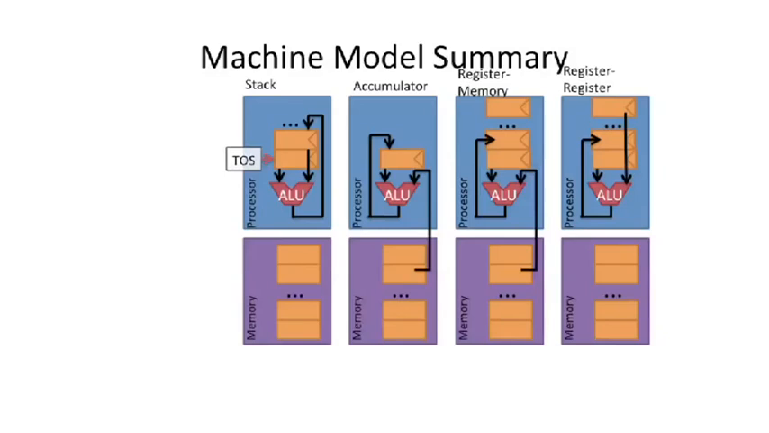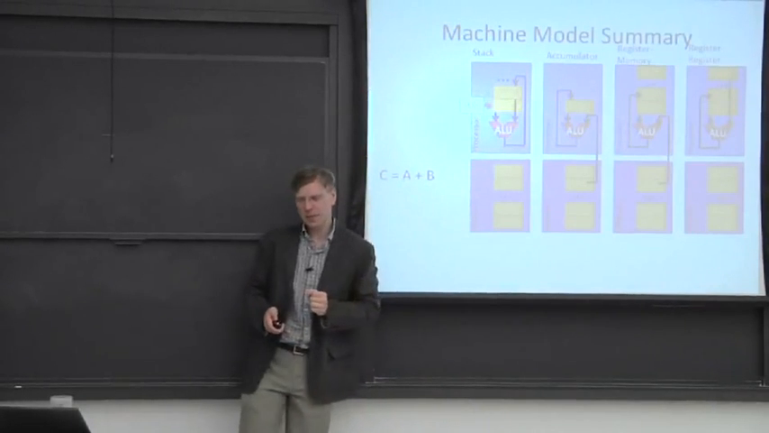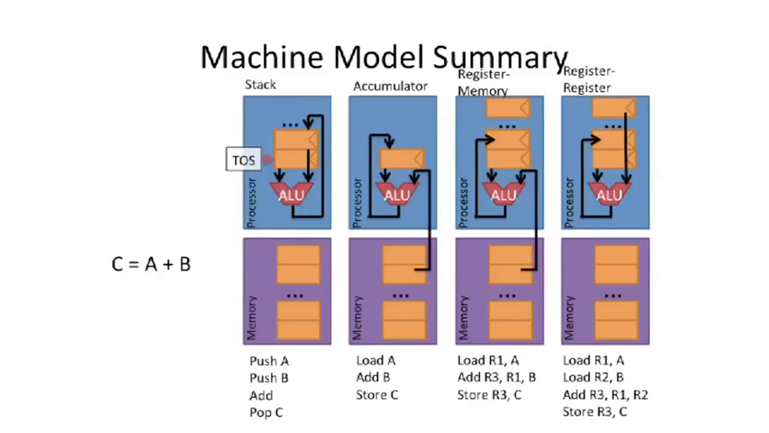OK, so to summarize different machine models, we have our stack, accumulator, register and memory, and register, sometimes called load store architecture. If we want to take some expression here like C equals A plus B, we can look at the instructions that would have to be generated on an abstract architecture. So here we're going to have push A, push B, add, pop C. As we add more naming, we can potentially have fewer instructions.